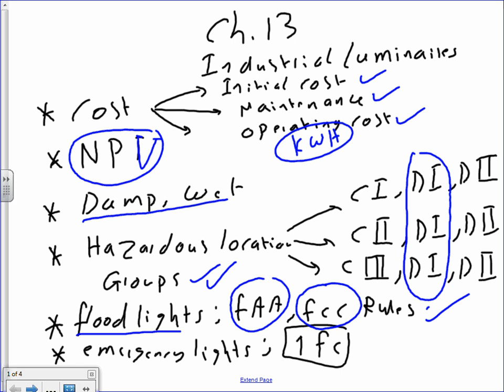We have chapter 13, chapter 14 talk about the cost of lighting. When you design a lighting cost analysis, guys, what do you need to take into consideration? That's really cool. That's chapter 14.